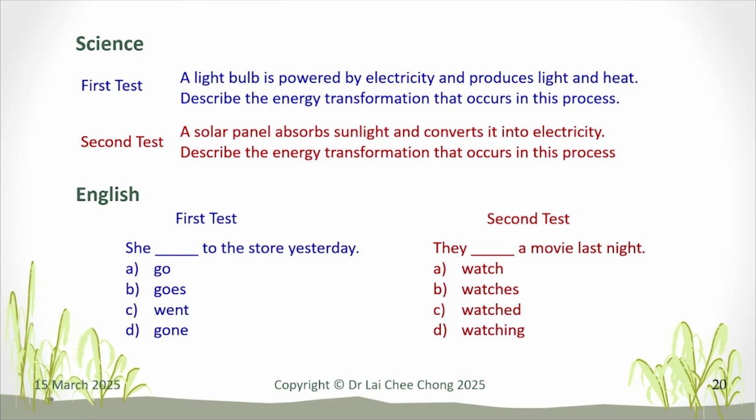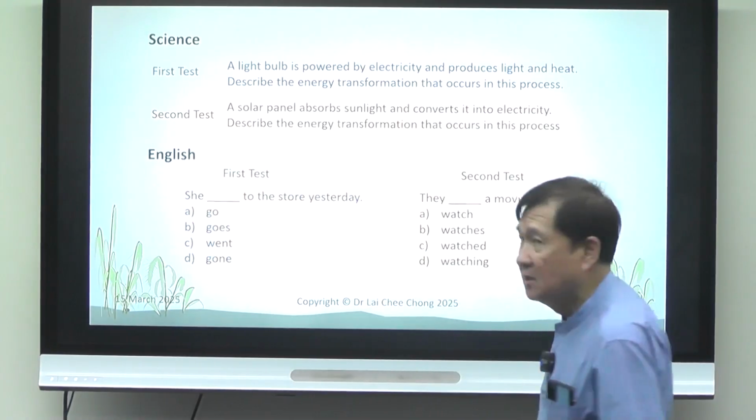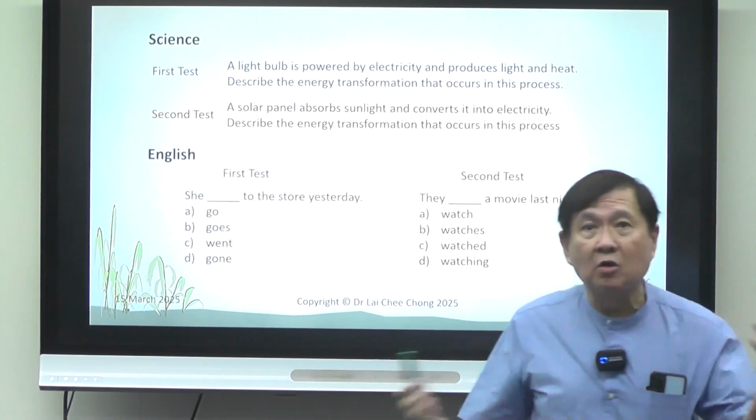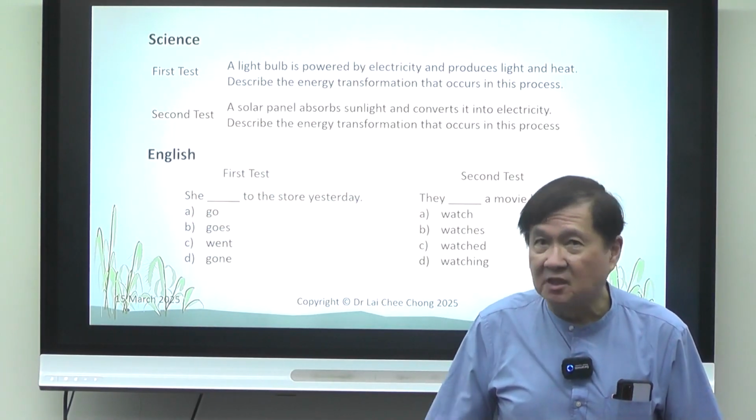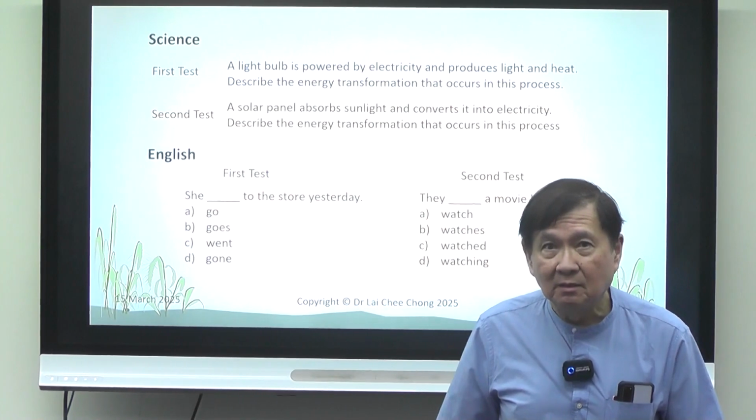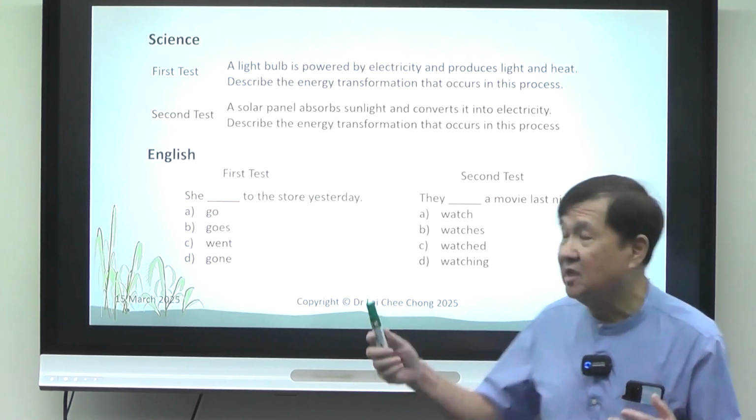Now, how about the retest? I change to something else. Instead of a light bulb, say a solar panel. You see that? A solar panel absorbs sunlight and converts it into electricity. Describe, same thing, the energy transformation that occurs in this process. I change the whole context, but it's the same level of difficulty. See whether they can answer this question effectively.